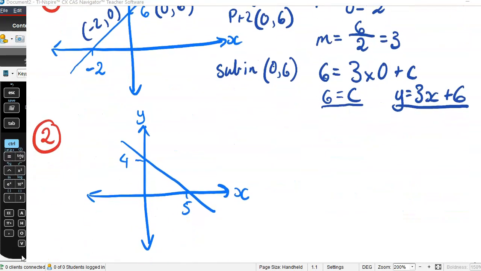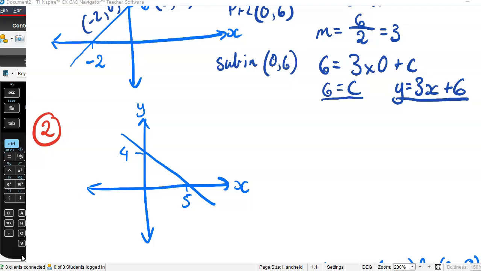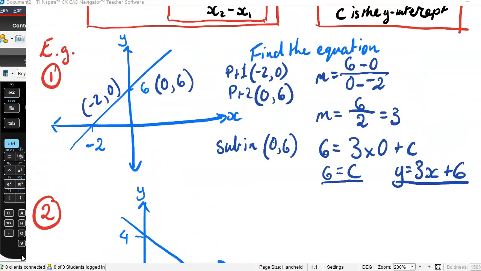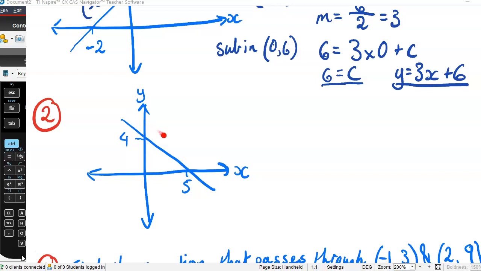All right. Now, our next one. Now, you notice with this first one, the gradient must be positive because it goes up that way. Here we have a negative gradient. All right, but let's prove that mathematically. So this point is (0, 4). That point is (5, 0).